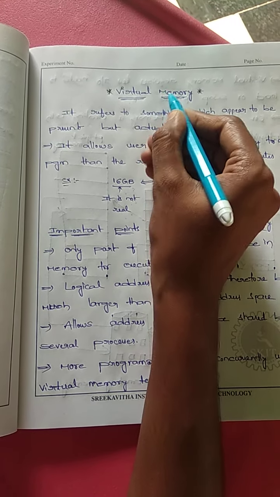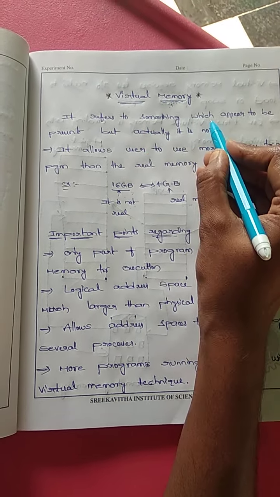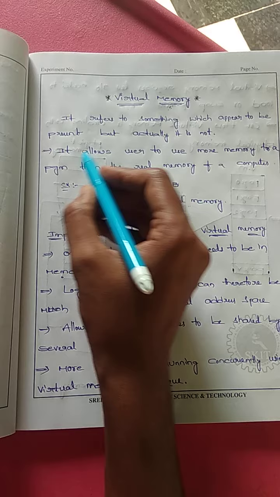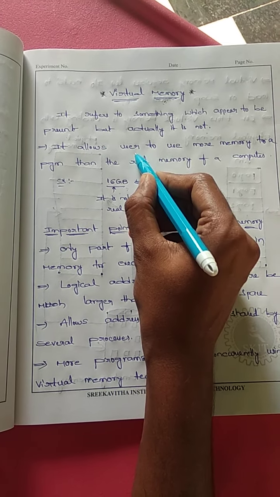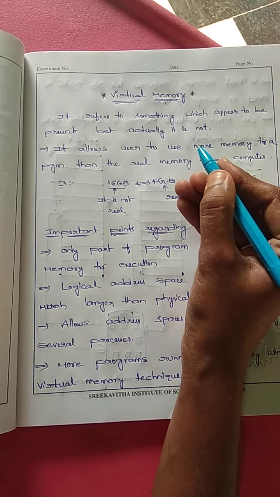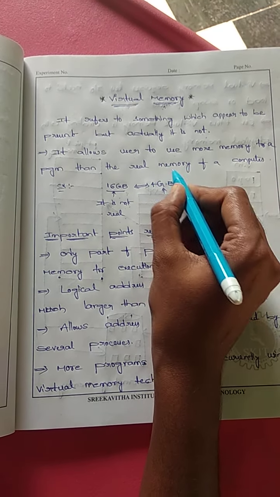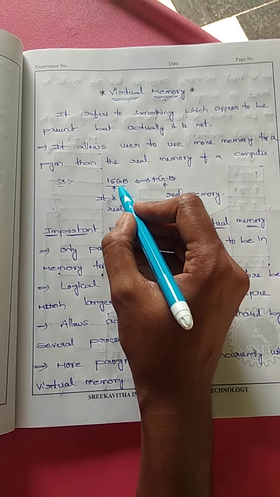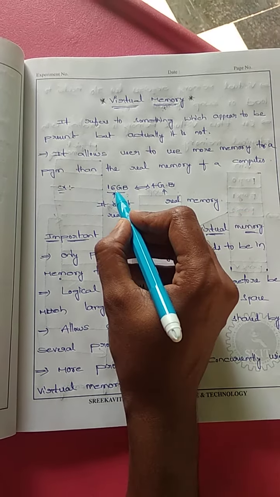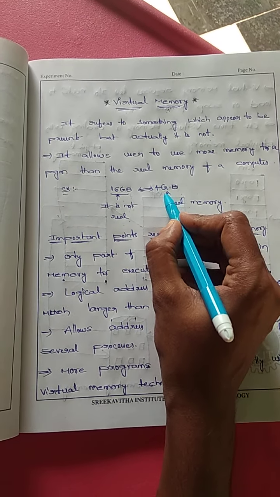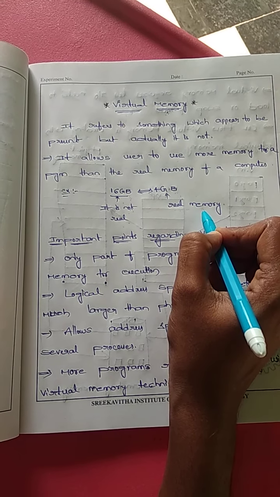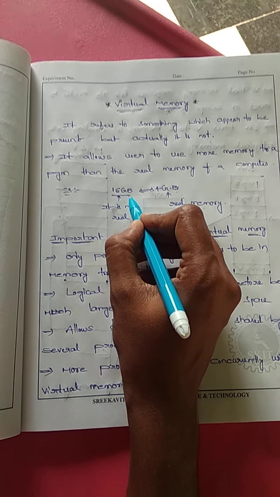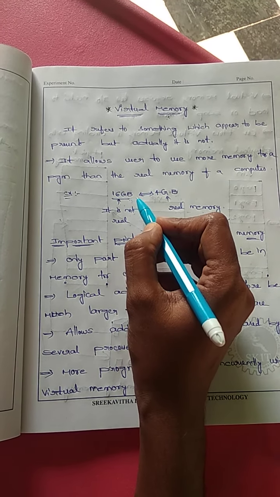It is a technique which refers to something that appears to be present but actually is not. It allows a user to use more memory for a program than the real memory of a computer. Let me explain what we mean by virtual memory. For example, we are taking two memories here, one is 4 GB and another is 16 GB. Here 4 GB is the real memory of a computer, but 16 GB is the virtual memory of a computer. So virtual memory is a concept.